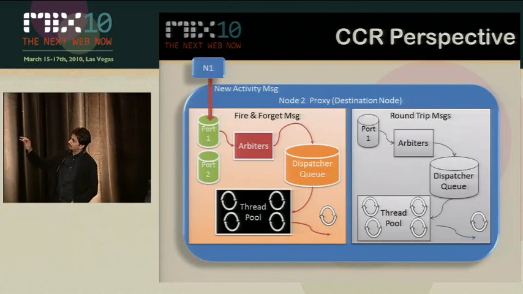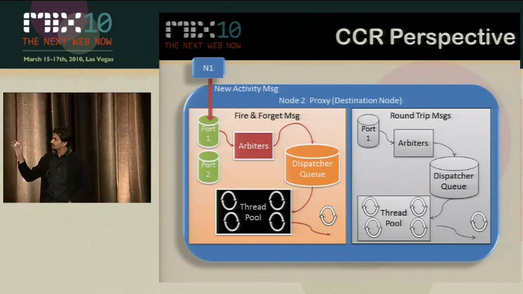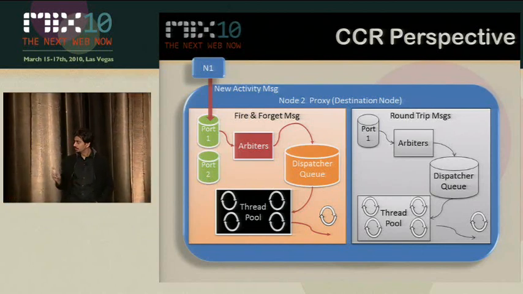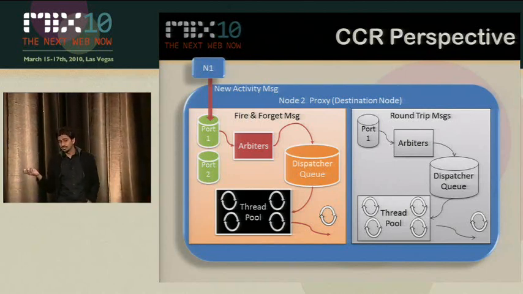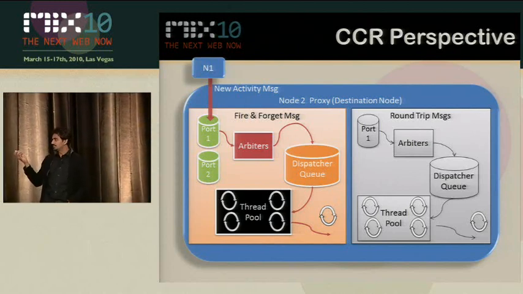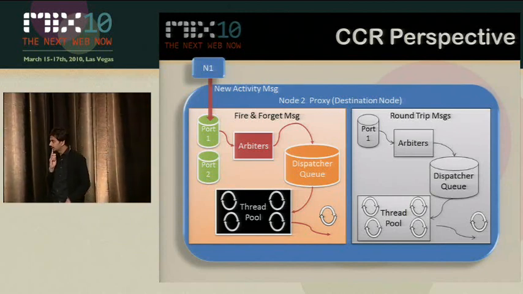Basically, I want to say that there's a lot of constructs here that are specific to this node proxy, right? Like the ports and the arbiters and the dispatcher queue. But the thread pools are not specific to a proxy. That'd be silly. If node 1 was communicating with, let's say, 100 other nodes, it'd be silly to have 100 thread pools. So really, the thread pools are shared across all proxies, okay? And what they do is they actually do a round robin from all the dispatcher queues. So that's worth noting. So that's another feature of CCR we really like.